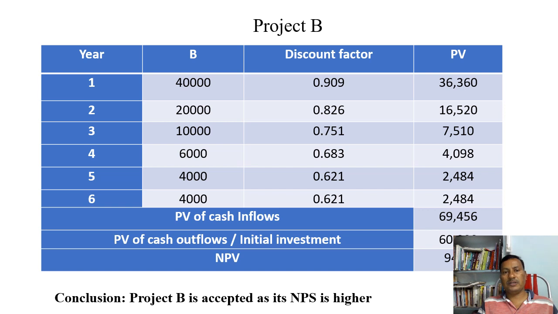So in this method or in the previous method, the discount factor, that is the time value of money, is considered. The cash inflow is to be converted into the present value by considering the discount factor, and the project which gives higher net present value is to be accepted.